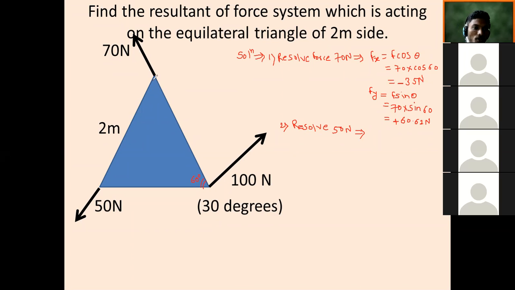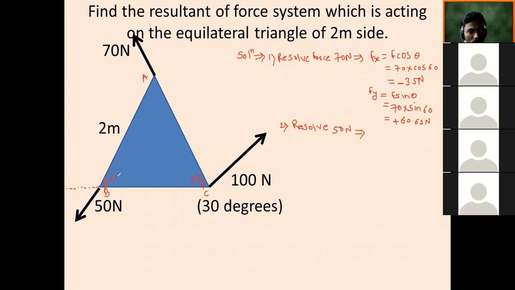Now concentrate on the equilateral triangle. I will give names A, B, and C. Whatever 50 Newton force is applied, it is applied along line AB. Correct? So what I will do now, I will extend the line BC like this. So what is this angle?